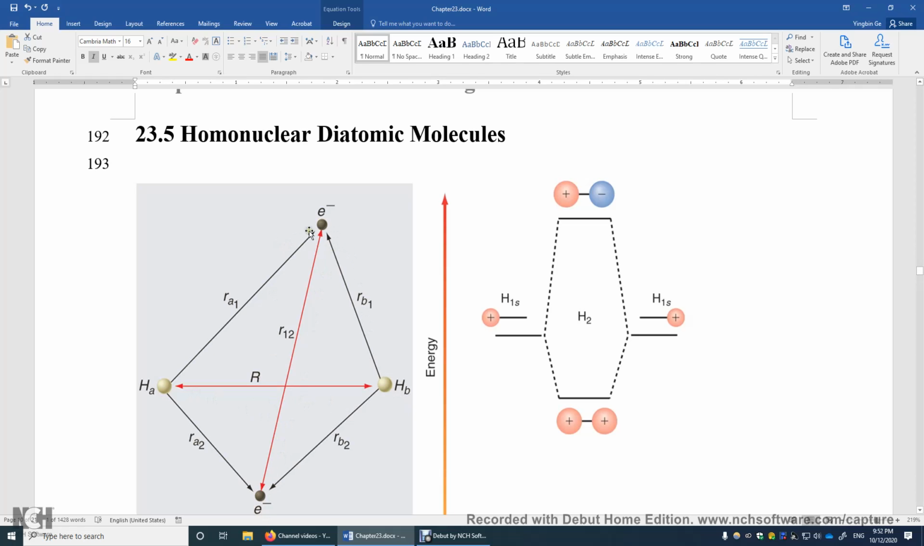So the distance between electron 1 and nucleus A is R_A1. This one, R_B1. The distance between electron 2 and nucleus A, R_A2, R_B2. The distance between the two electrons is R12. The distance between the two nuclei is R, or sometimes we write R sub AB.